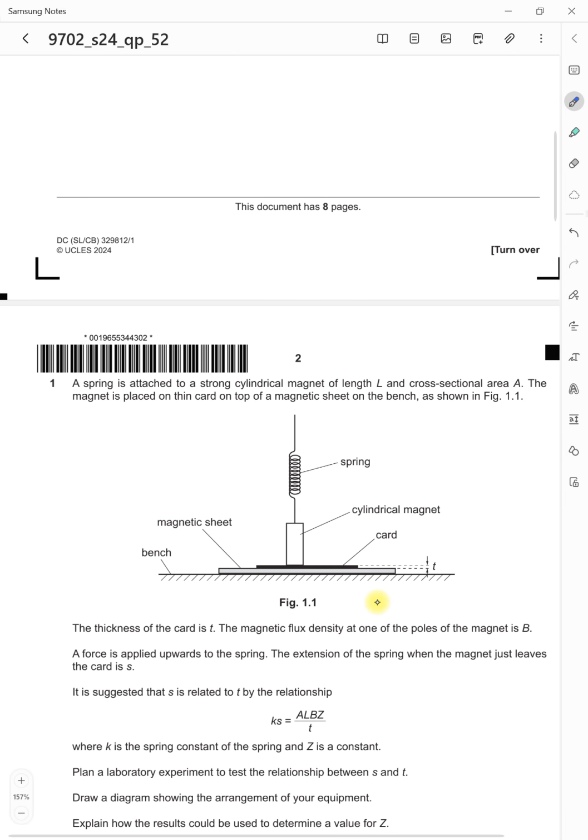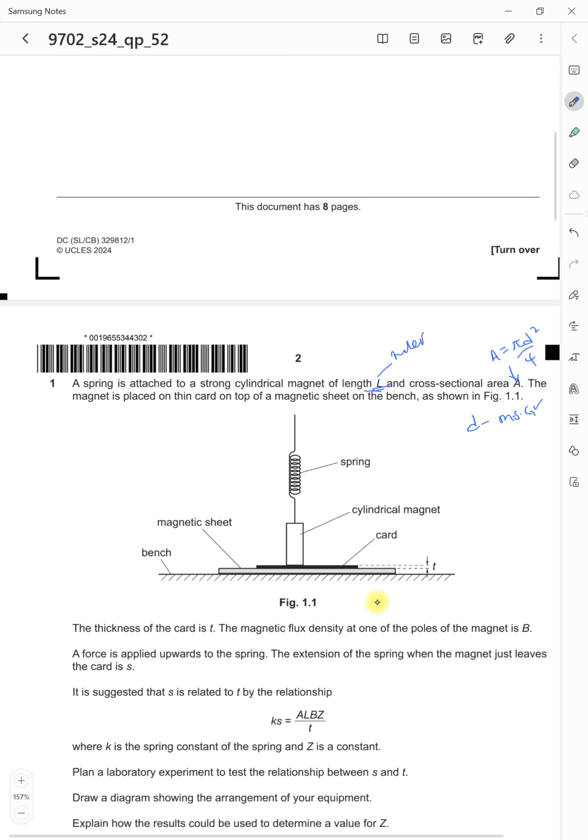A spring is attached to a cylindrical magnet of length L. So it means our students will be able to measure the length. To measure the length, maybe the student may decide to use a ruler and cross-section area A. So this is a cylindrical magnet, so the cross-sectional area is A, and the cross-sectional area is going to be the area of a circle, which is pi d squared over 4. So that means the student will have to measure the diameter, using a micrometer screw gauge or a digital vernier caliper. I'll just take a micrometer screw gauge.